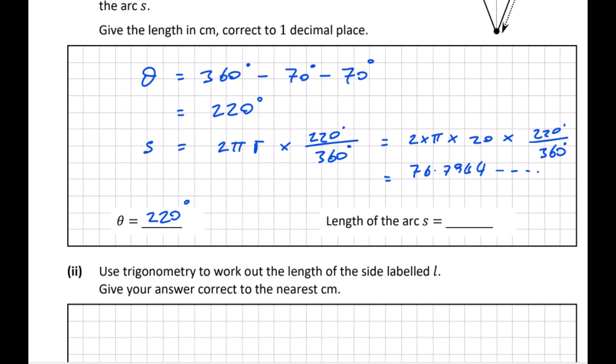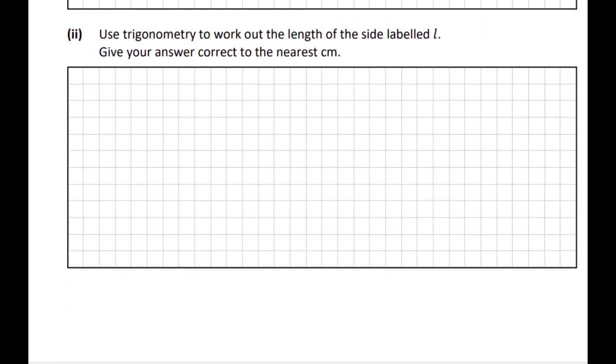It says give the length of the arc, correct to one decimal place. So the length of the arc is going to be 76.8 centimeters. That's just to one decimal place. Use trigonometry to work out the length of the side labelled L. Give your answer correct to the nearest centimetre.